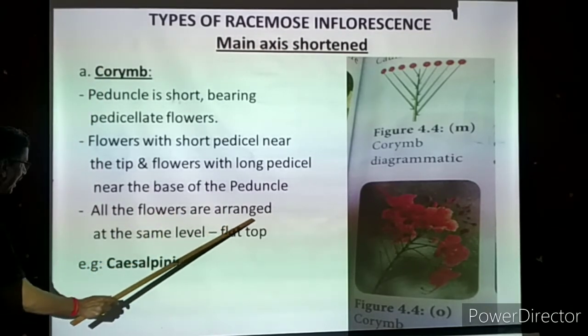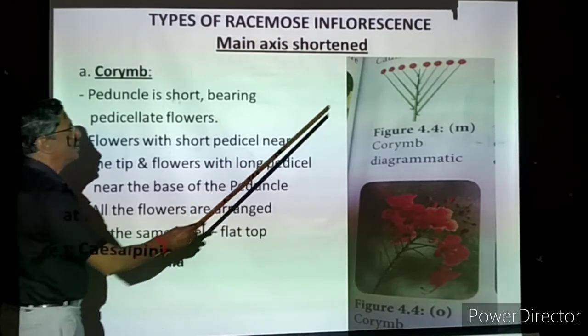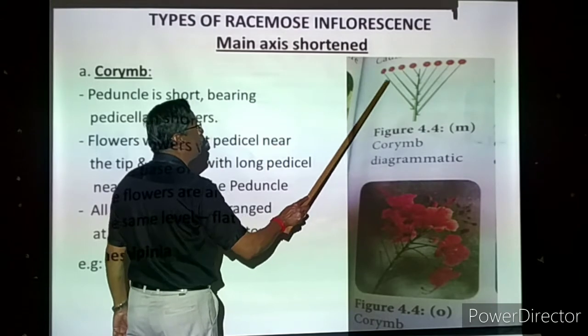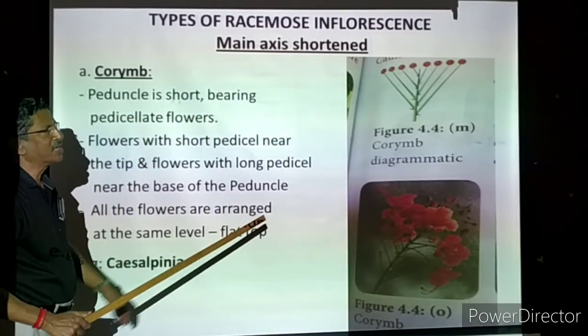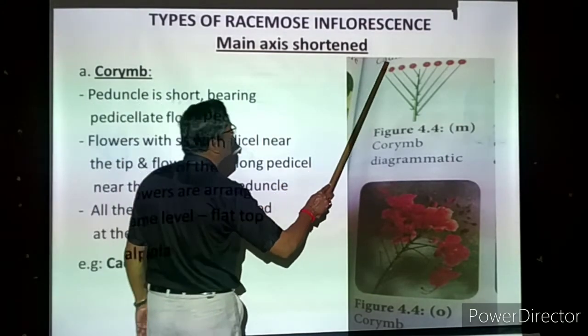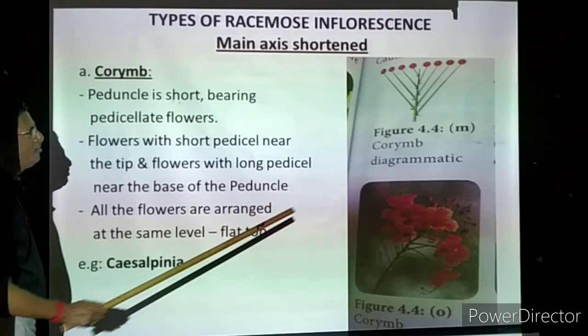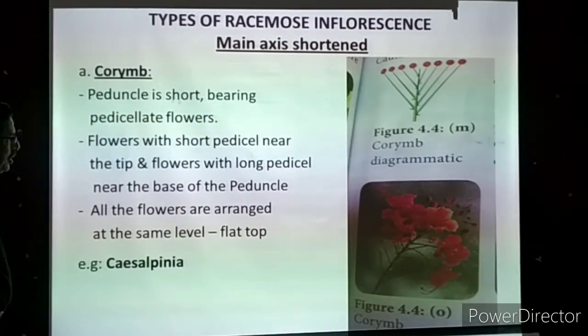All the flowers are arranged at the same level, flat top. Now here you can see that 4 flowers are there, this side also 4. But because of the length variation of the pedicel, the stalk of the flower, you can see that all the flowers are arranged at the same level. The whole inflorescence is showing a flattened upper top. That is called flat top.